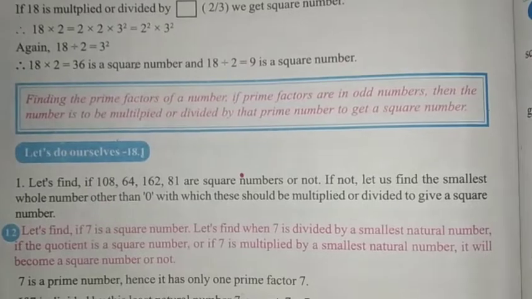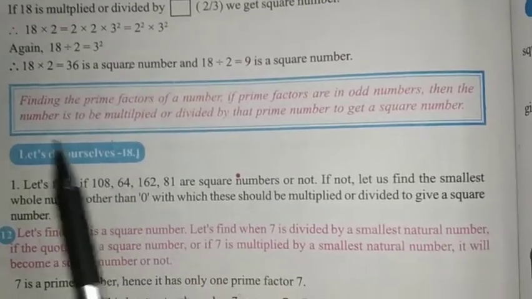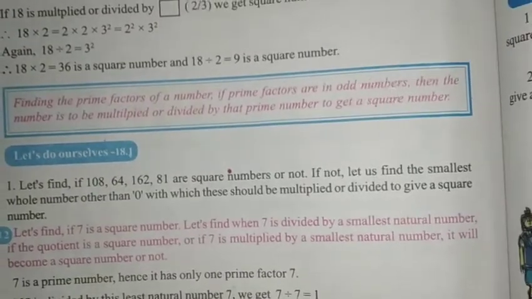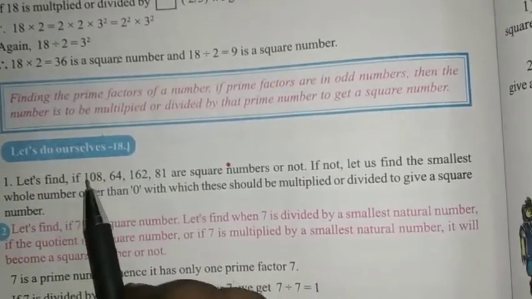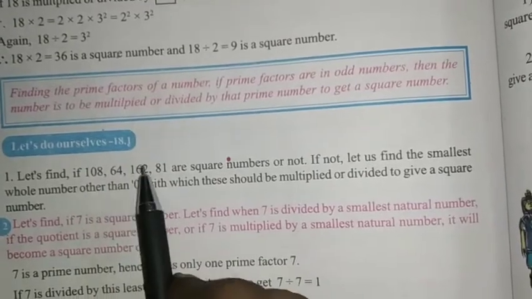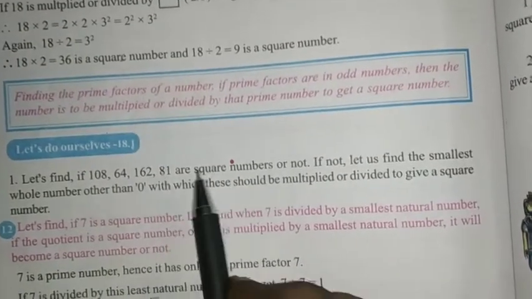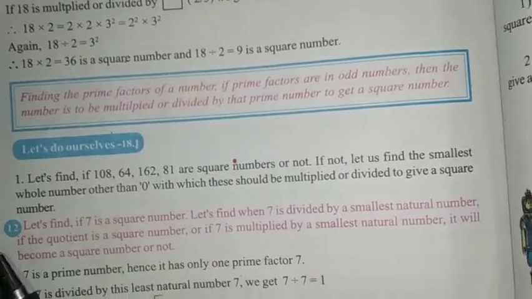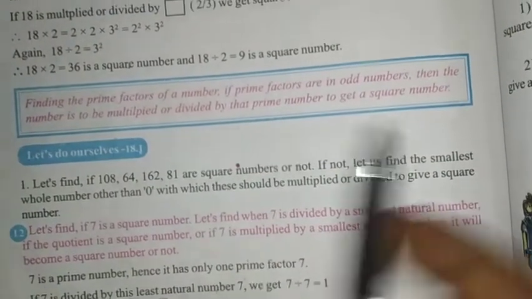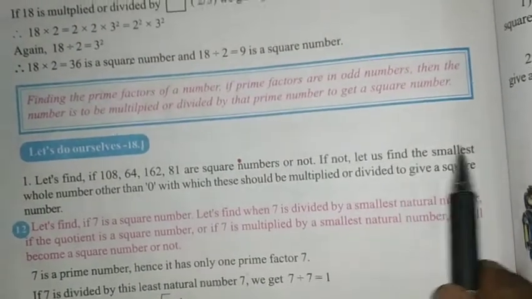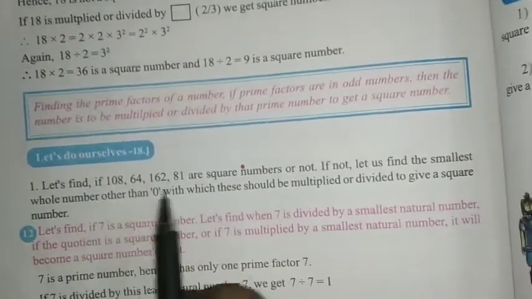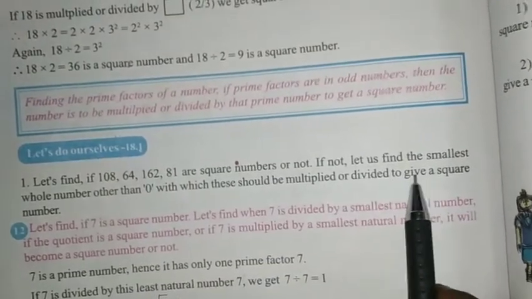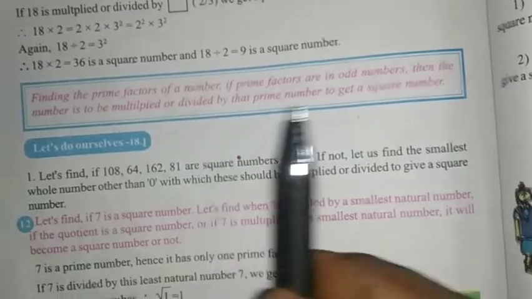Okay. For the next video, we are going to do exercises from page 208. Question number 1. Let's find if 108, 64, 162 and 81 are square numbers or not. So we need to check all these 4 numbers whether they are square or not. If not, let us find the smallest whole number other than 0 by which it should be multiplied or divided to give a square number. Alright?